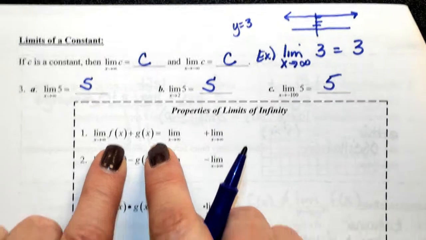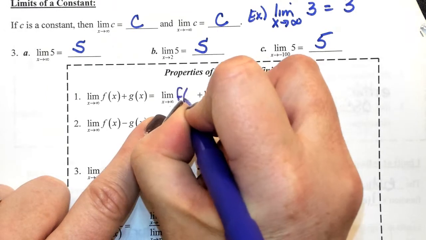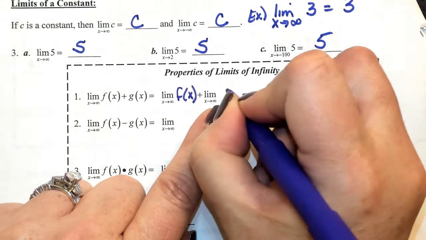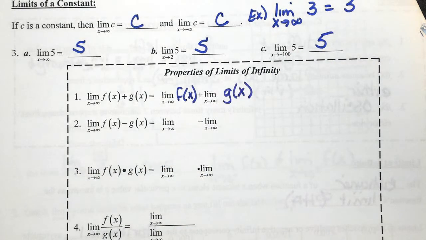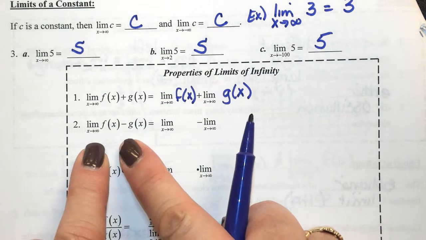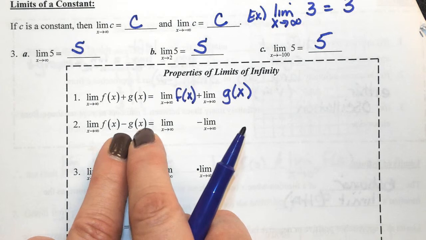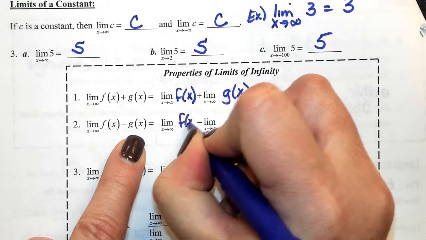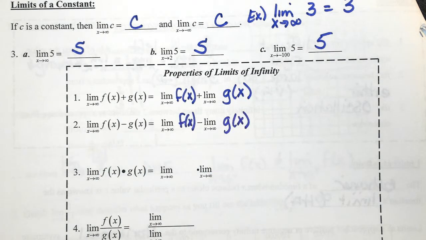When you're asked to find the limit of a sum, what you can do is find the limit as x approaches infinity of f of x, find the limit as x approaches infinity of g of x, and add those two limits together. So you can find the limit term by term and then add those limits together. That's your addition rule of limits. This also applies for subtraction. So if you're finding the limit as x approaches infinity of f of x minus g of x, you can find the limit first of f of x, find the limit of g of x, and then subtract. So that's your addition and subtraction rule of limits.